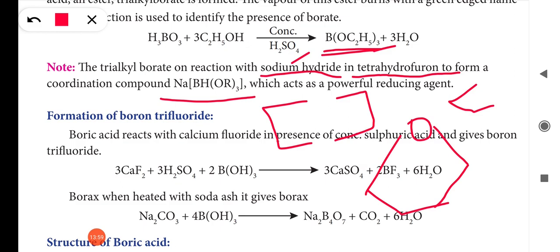A coordination compound is formed which acts as a powerful reducing agent. So this compound can act as a powerful reducing agent.